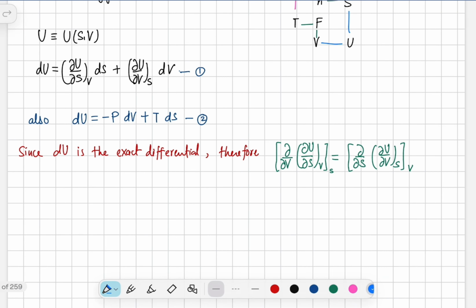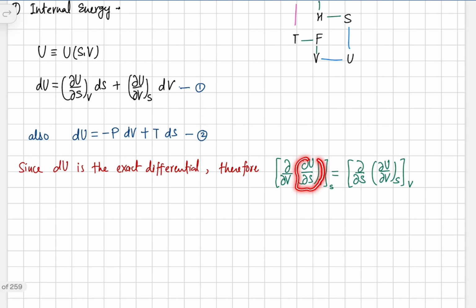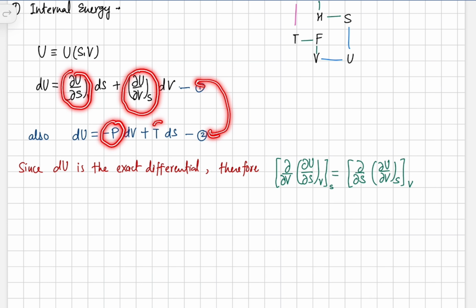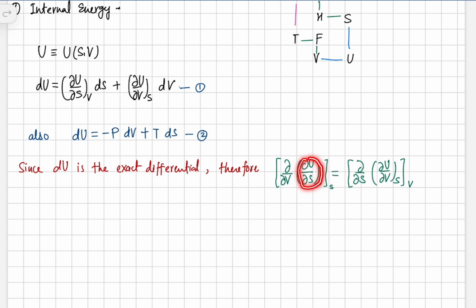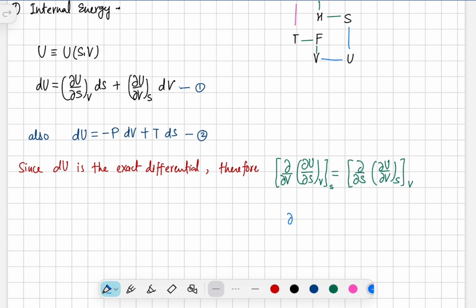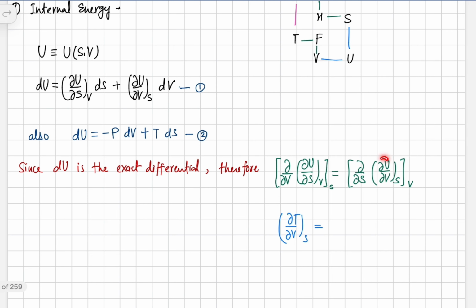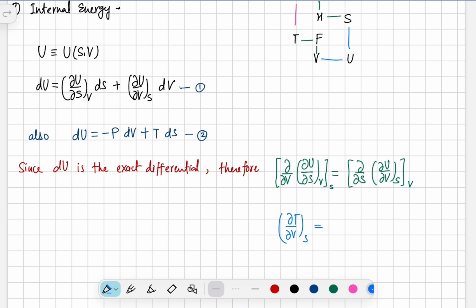So now what is this thing? This thing is nothing but T. If you compare the two, del U by del V at constant S is nothing but minus P, and del U by del S at constant V is nothing but T. So you can replace this thing with T. So del T by del V at constant S is equal to, what is this? This is nothing but minus P. So minus del P by del S at constant V. So this is one of the Maxwell relations. I hope the process is clear. It is easy peasy.